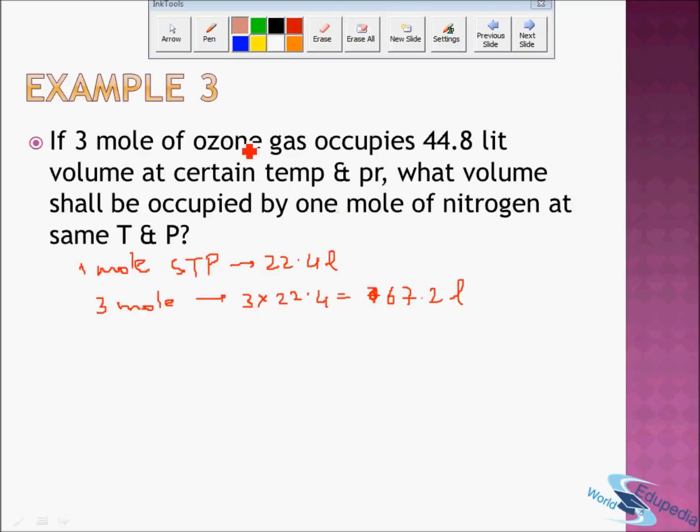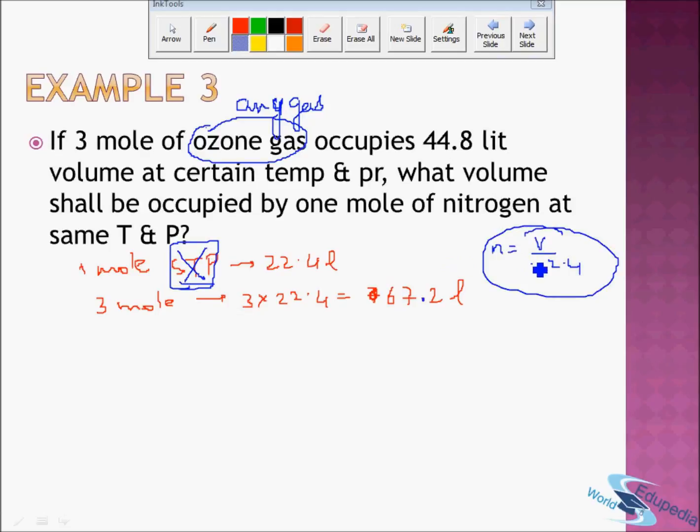But here I have been given that 3 mole of ozone gas, any gas. We don't care about the name here. So 3 mole of any gas. Let's not get confused by the name of the gas. 3 mole of any gas occupies 44.8 liter. It means the condition of temperature and pressure is not STP. So you cannot use that formula n is equal to V by 22.4 liter here, because the temperature and pressure conditions have not been given to be STP or NTP. So what do we do?